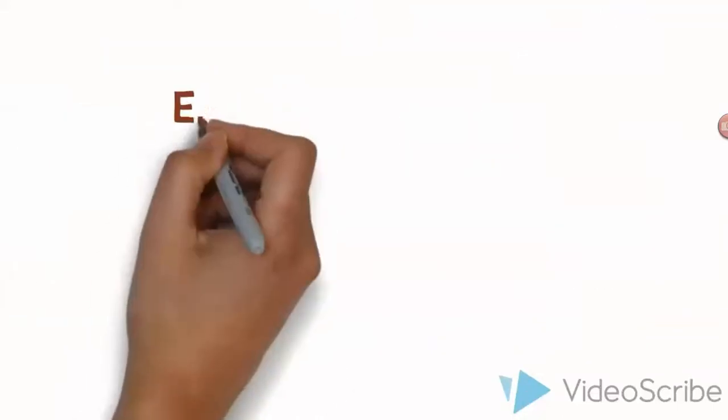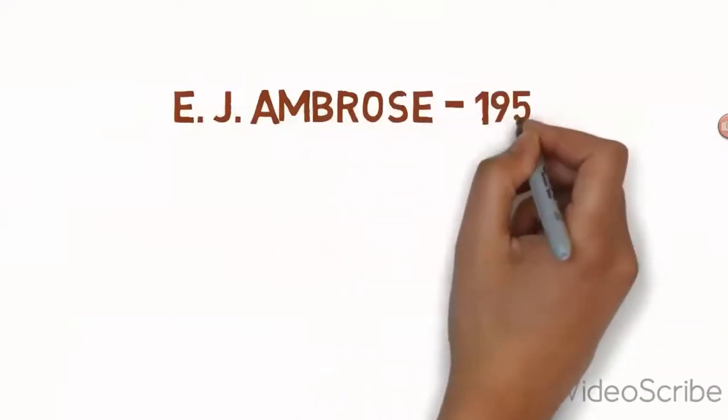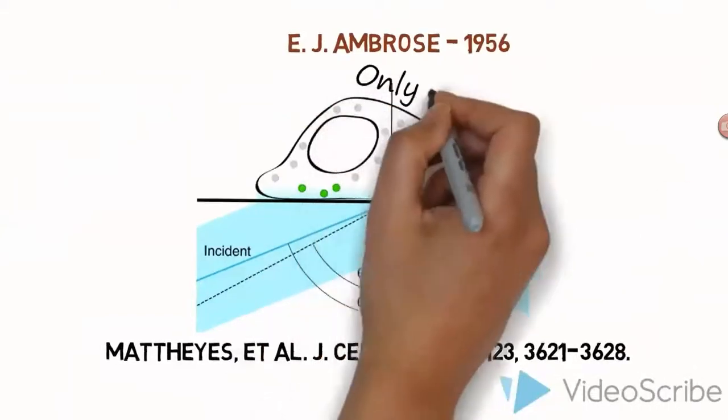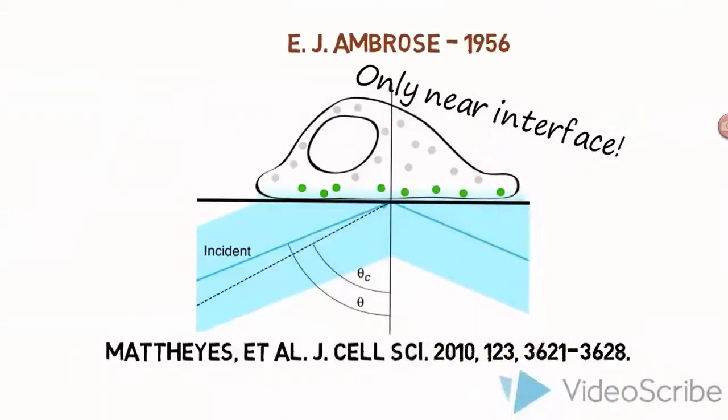This is where our friend E.J. Ambrose comes in, who in 1956 found a way to study the cell-glass interface by controlling the excitation scheme so that only cell parts very close to the glass interface would be excited. He used total internal reflection.